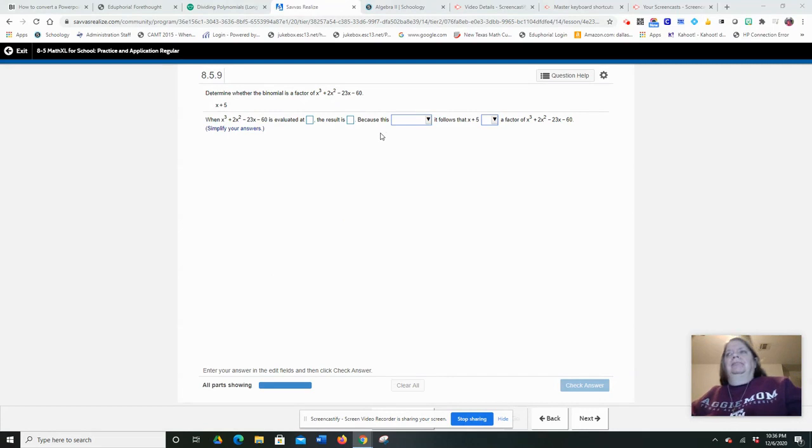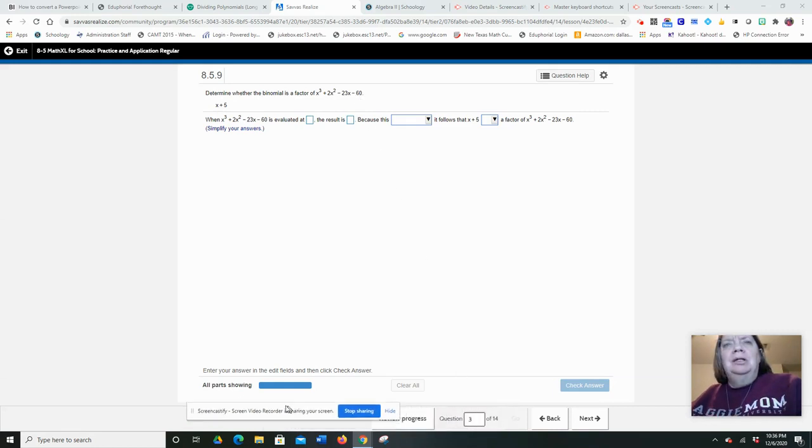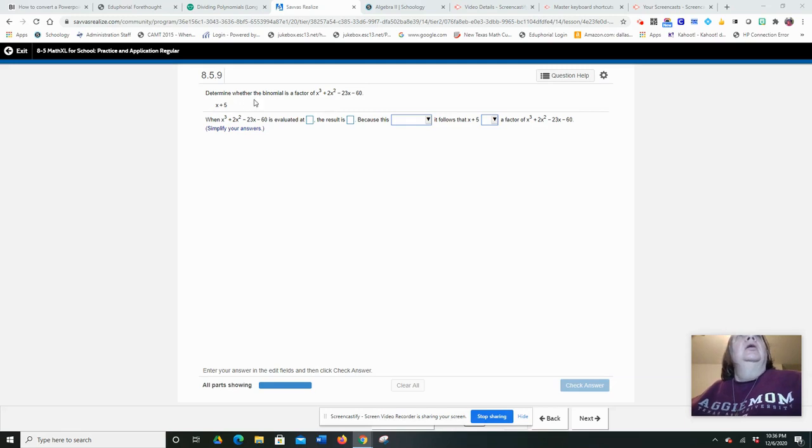Okay, for some reason my drawing tools have gone away, so I can't write on this, but this is the next problem I wanted to show you. It says determine whether the binomial is a factor of x to the third plus 2x squared minus 23x minus 60. And this is problem number 3. You'll have a problem just like this, only different numbers. To determine whether this binomial, remember binomial has 2 terms. So this binomial is x plus 5.